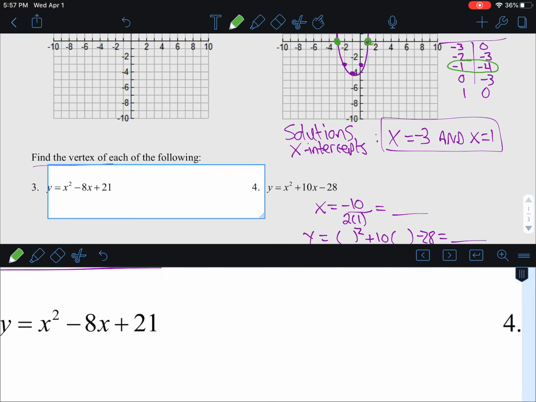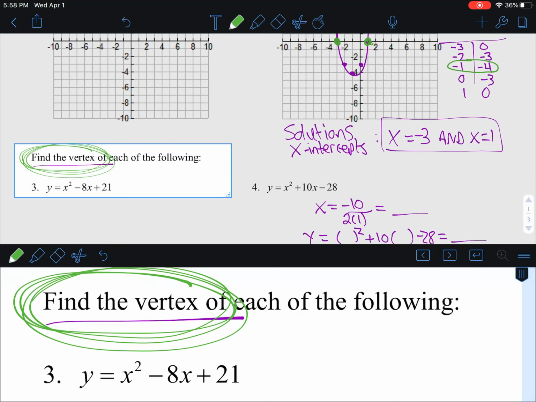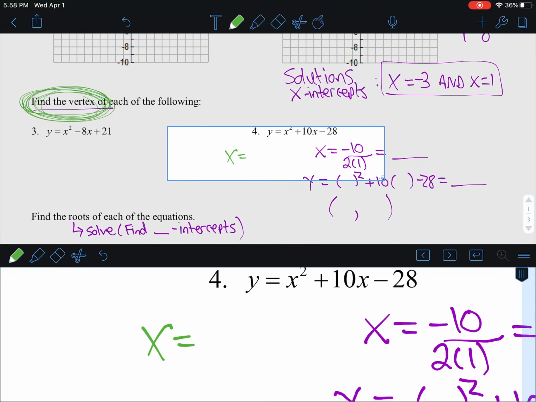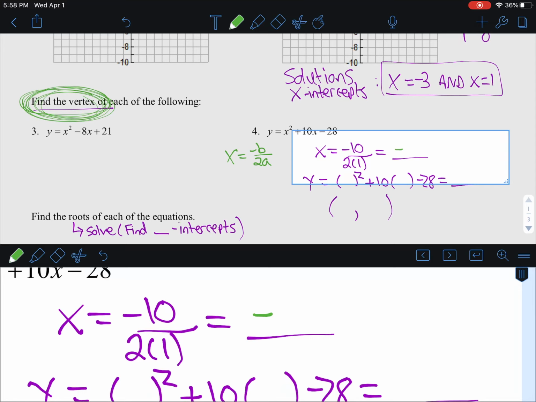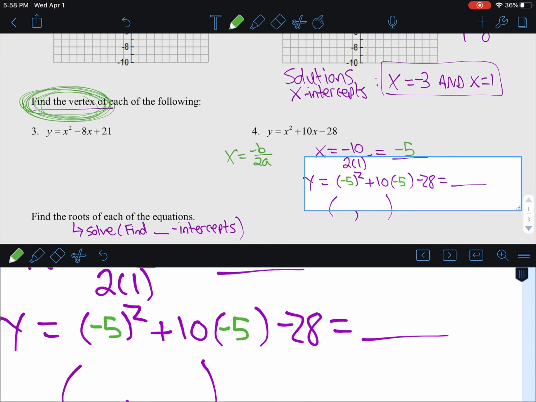So in 3 and 4, please pay attention. It doesn't say solve, it says find the vertex. So when you're finding the vertex, it's extremely important to understand this is what you're doing. You're doing x equals opposite of b over 2a, and then you're plugging it in to find y, and then you're finding your vertex. So in this case, it's negative 10 over 2 times 1, which is going to be negative 5. And then once you figure out it's negative 5, you plug it into the equation. So negative 5 squared plus 10 times negative 5 minus 28, which is going to be negative 53.